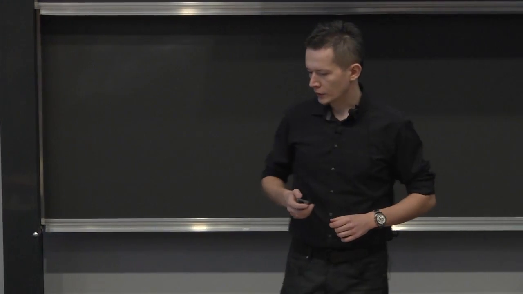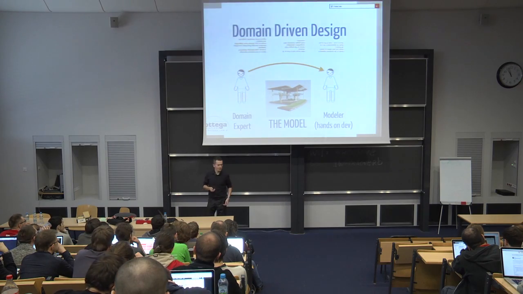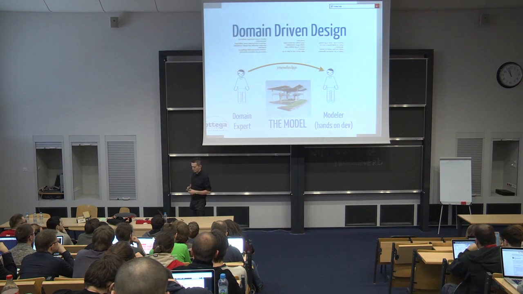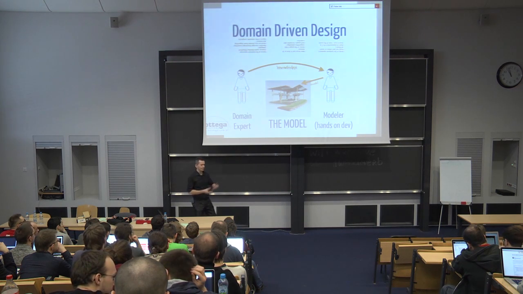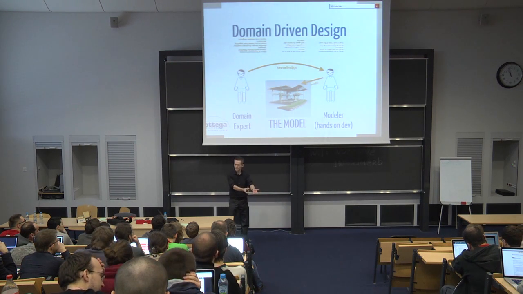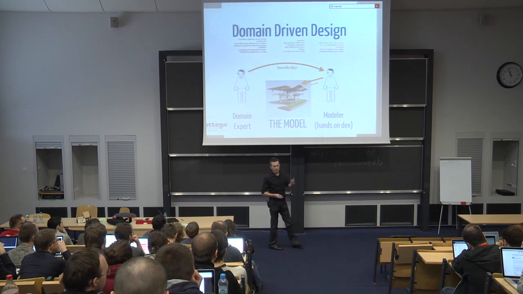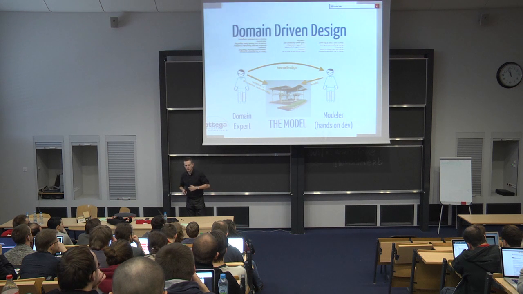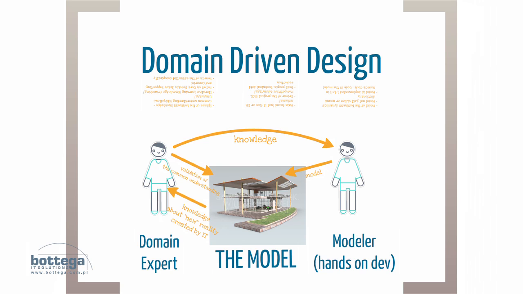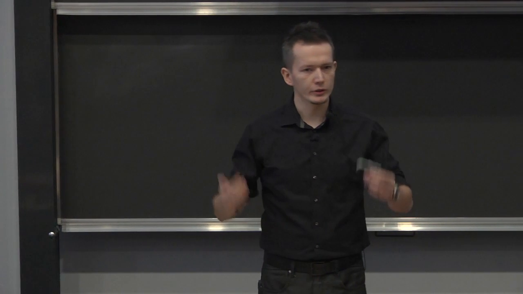So domain expert shares his knowledge to the modeler, and modeler creates a model and presents this model to the domain expert and asks, is that what you mean? Yeah, and domain expert can say, yeah, that's what I meant. But here, no, it's completely different. But what is the most exciting part of DDD, knowledge also flows from the model to the domain expert. Business people can also learn about their business.